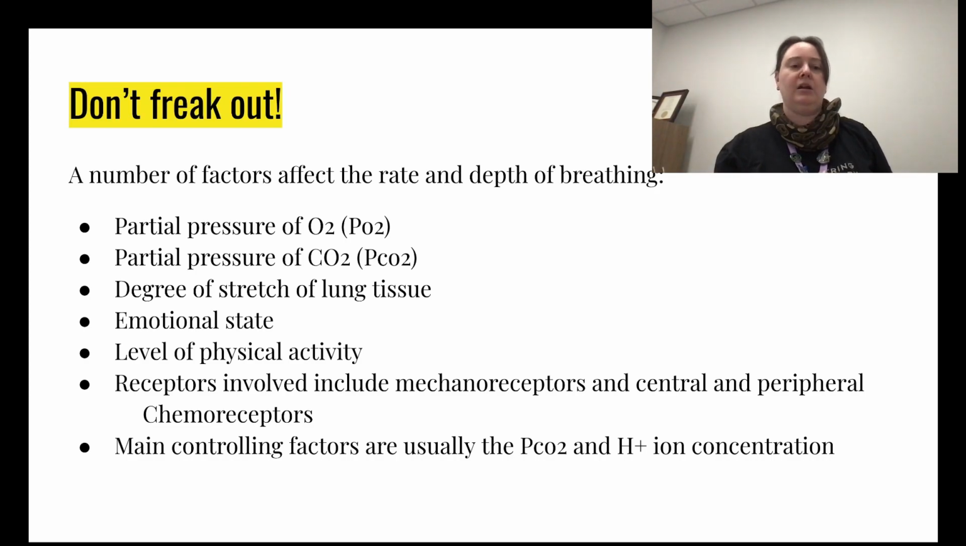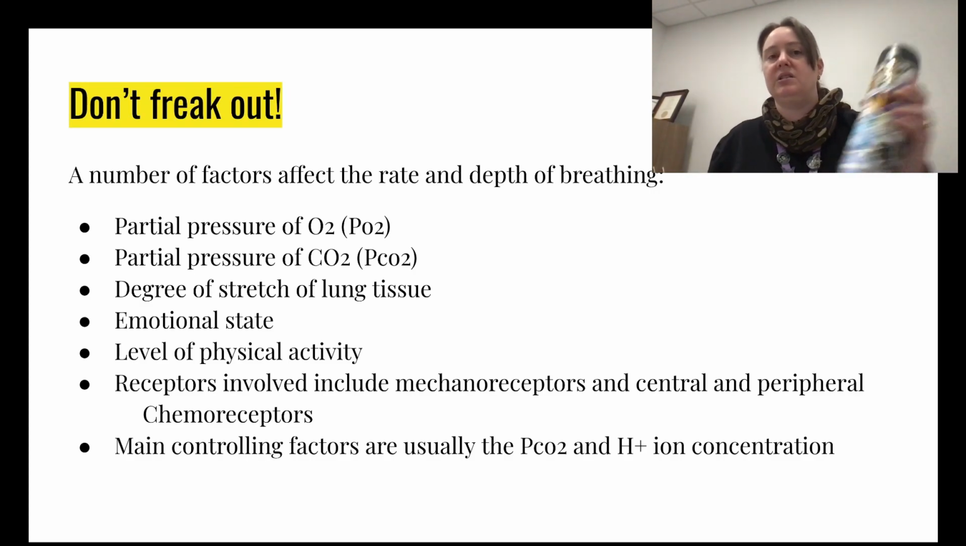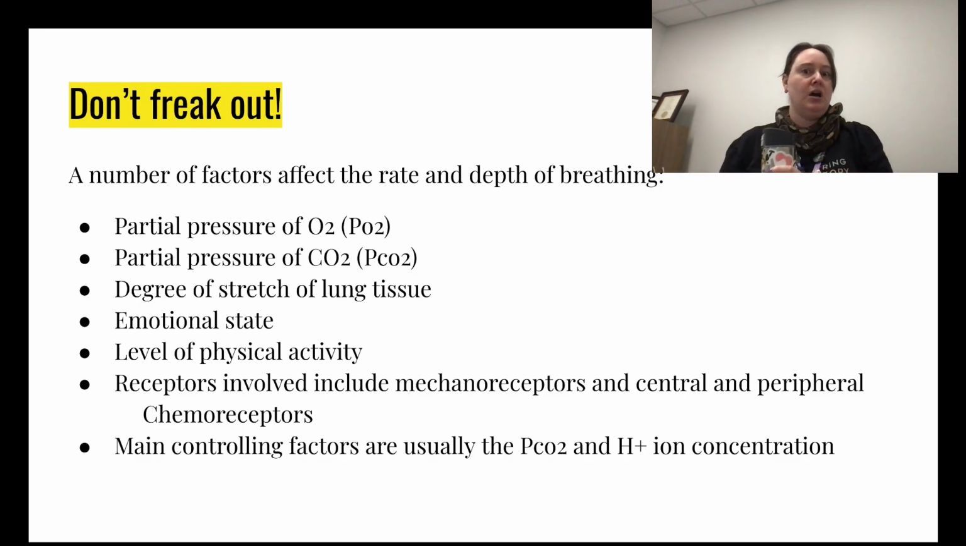Anyway, the main controlling factors are usually carbon dioxide and hydrogen ion concentration. If you remember, if you have too much hydrogen ion concentration, it goes acidic, and if you don't have a lot, it goes basic. And remember, water is in between. It's H2O, so it has an equal number of H's and OHs, because if you split water, it's always going to be a hydrogen ion and a hydroxide ion.